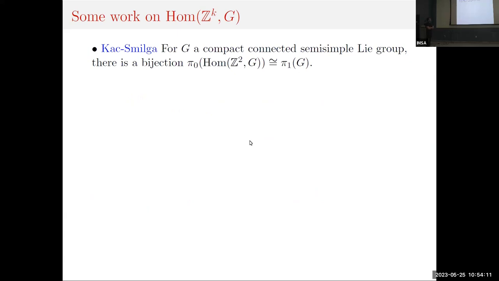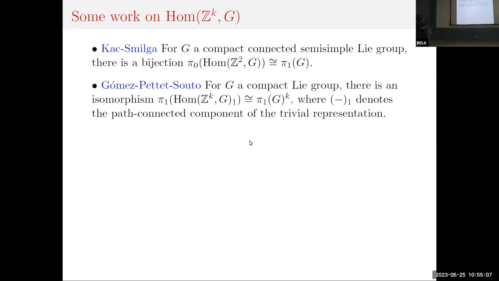Okay, so let me tell you about some work on these spaces. I kind of like this result a lot. It tells you what the path-connected components of these Hom spaces are, purely in terms of the fundamental group. And notice here the compact assumption. You can get rid of the semi-simple assumption by taking the fundamental group of the commutator subgroup, which is basically the semi-simple part of the group. One of the questions you could ask is, can I get rid of the compact assumption here, or in what generality can I keep this kind of result?